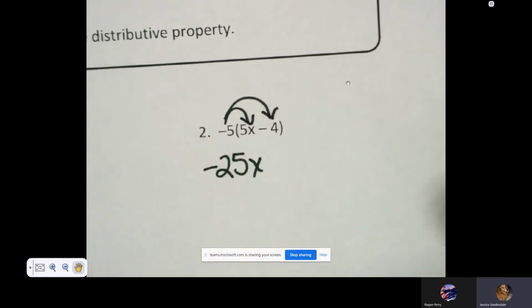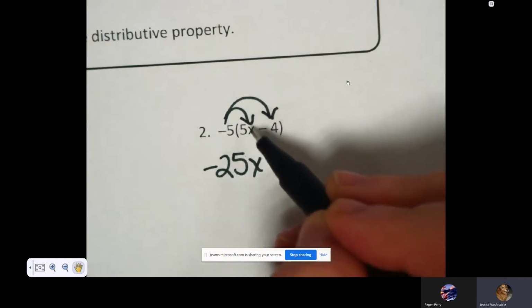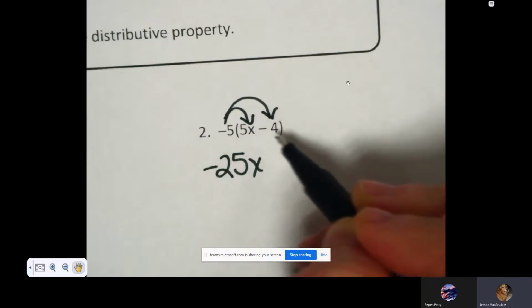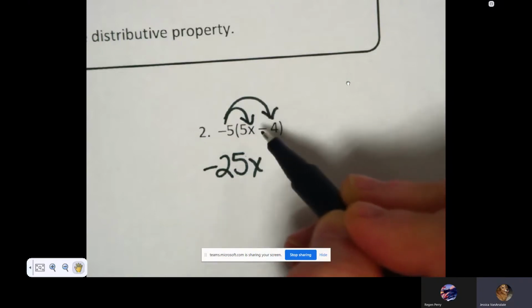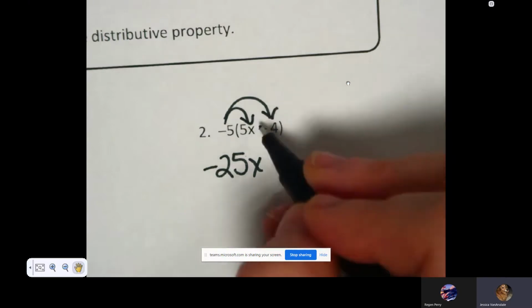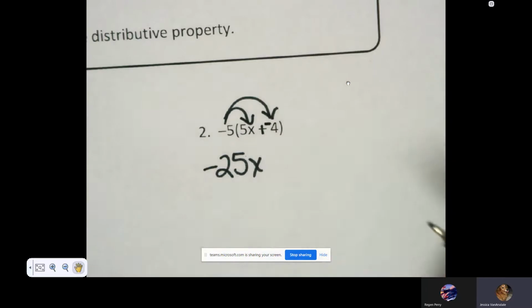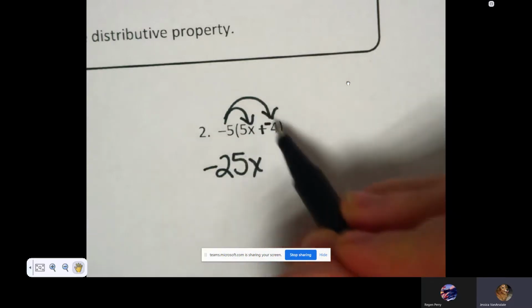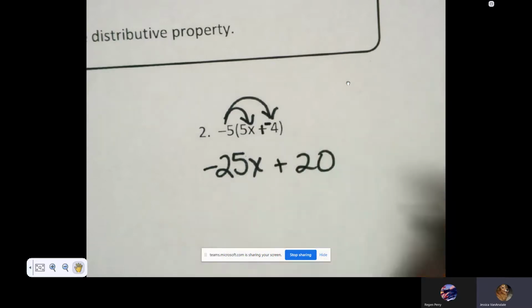Because the negative times the positive is always negative. Okay. Now, remember when we did combining like terms and we would circle that symbol that's in front of the number. Do you remember doing that? Whenever it's minus here, I want you to put this in as a negative. Because when you're subtracting, it's the same as multiplying by a negative. So you're going to do -5 times -4. It would be 20.